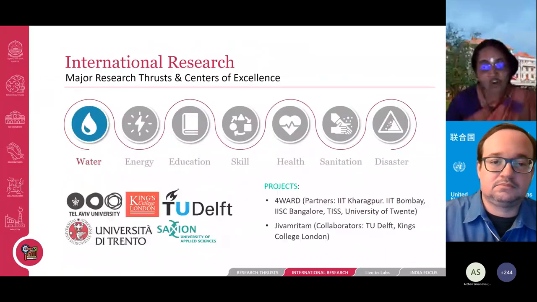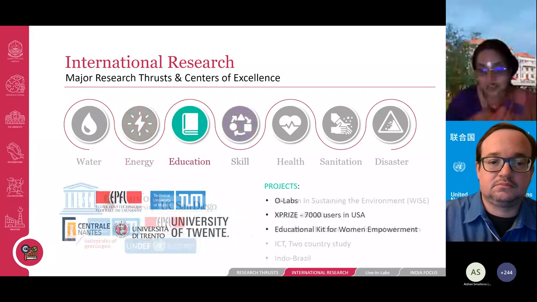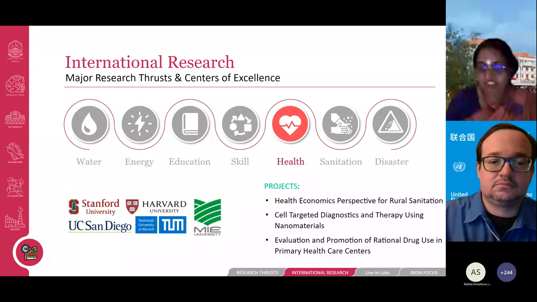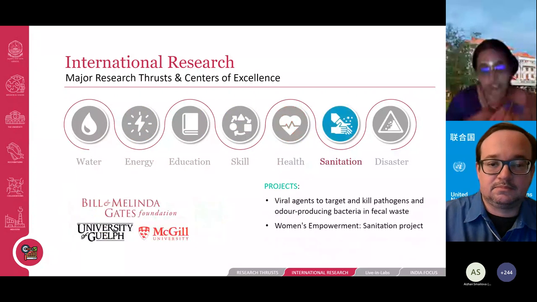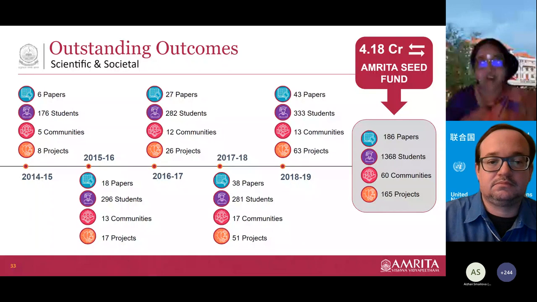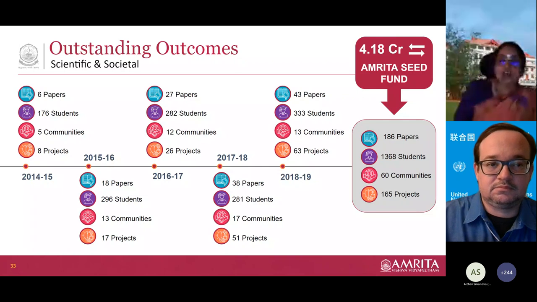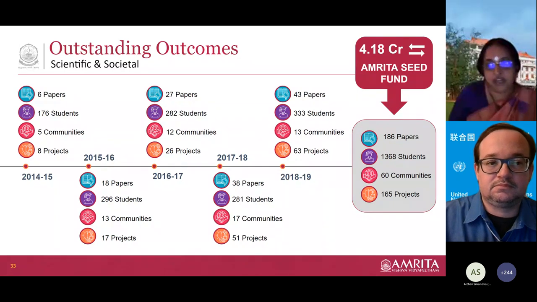And these all, we work together with multiple partners who have also contributed in each of these areas, which helped us make the topmost research output and bring it into the community as a sustainable solution. And the outstanding outcome is, over the years from 2014 to 2019, you can see 186 publications from 1,368 students integrated in 60 communities with 165 projects with Amrita's funding of 4.18 crore.